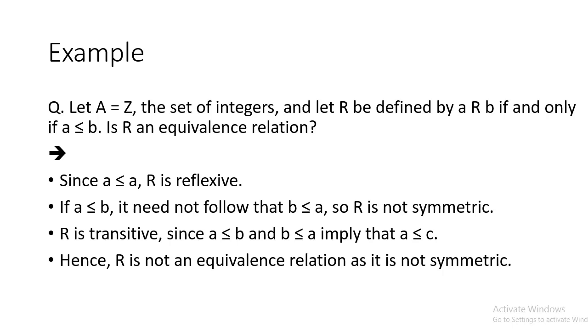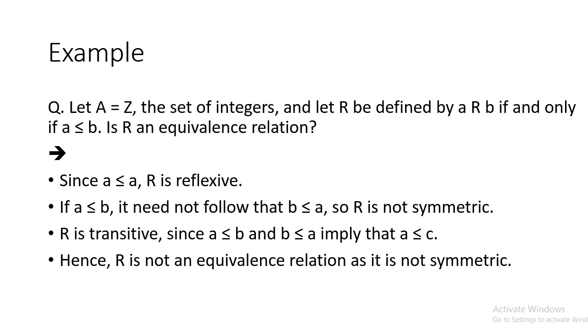Now see here the solution. Since a is less than or equal to a, the condition is satisfied, that's why R is a reflexive relation. Now if a is less than or equal to b, then it need not follow that b is less than or equal to a. So R is not symmetric here. If a is less than or equal to b, then how can we say that b is less than or equal to a? That's why the symmetric property is not satisfied here.